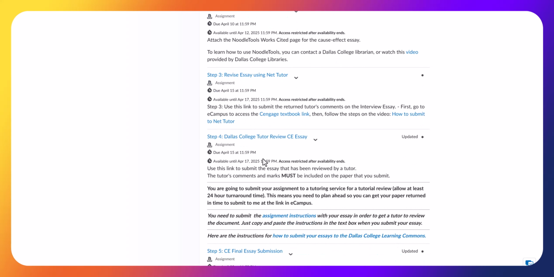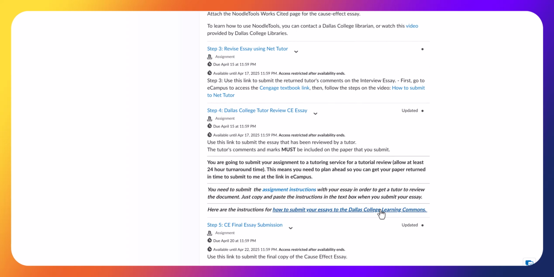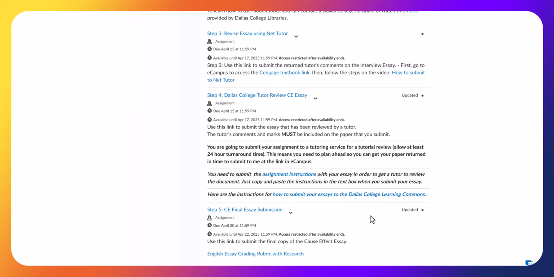When you submit to the Dallas College tutors, not only do you have to submit your essay, but you have to submit the instructions as well. So here's a link to the instructions where you can download it and you can submit these 2 documents to the Dallas College tutors. Here's the instructions of how to submit your essays to the Dallas College Learning Commons. Once you get that back, you make all of those corrections, make any other corrections that you feel is necessary, and then you have the final submission here of your cause-effect essay.